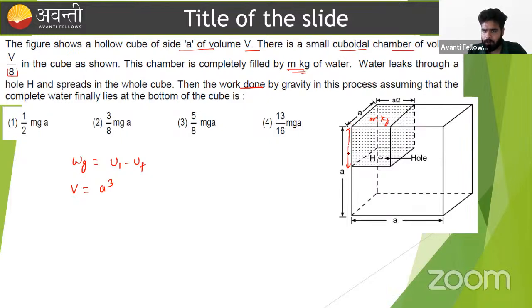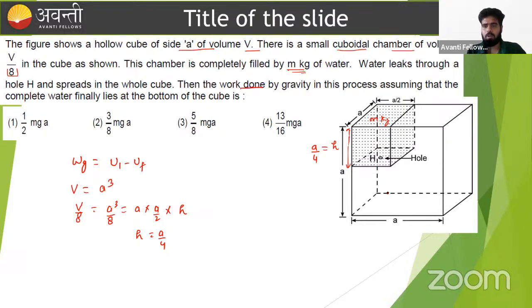If we want to find out this height, we know the length A, we know the width A by 2, and this volume is given as V by 8. So V by 8 means A cube upon 8, and this value is nothing but length into width into height, if we consider this height as small h, and this will equal to, beta, we can say A by 4. This is the required height, with A by 2.